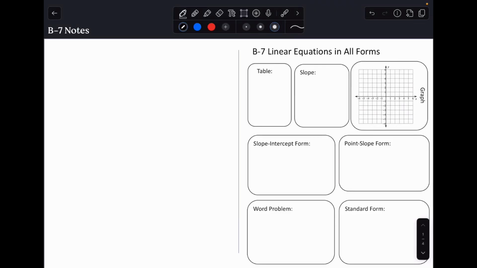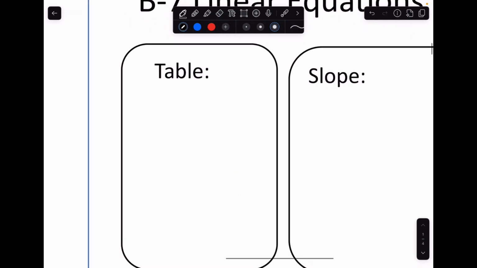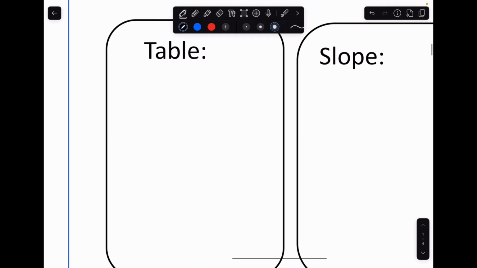All right, today we're going to be going over Unit B, Lesson 7, and this is linear equations in all forms. So let's start with the table. We haven't really seen this yet, but, ooh, that's super big. Psych. Let's make it smaller.